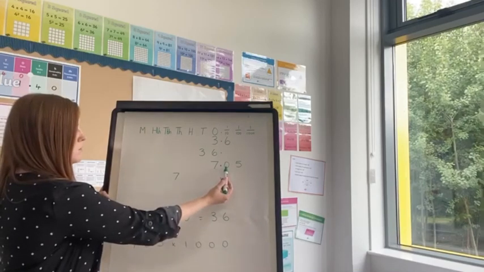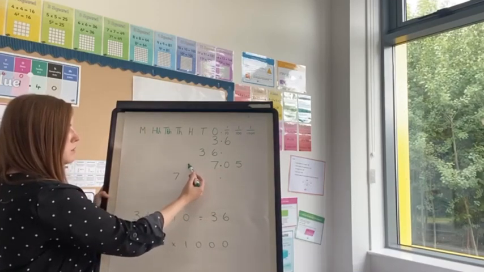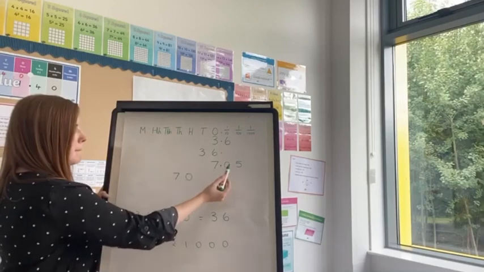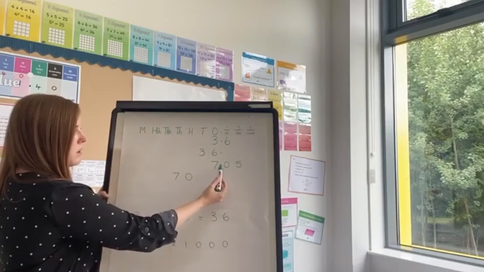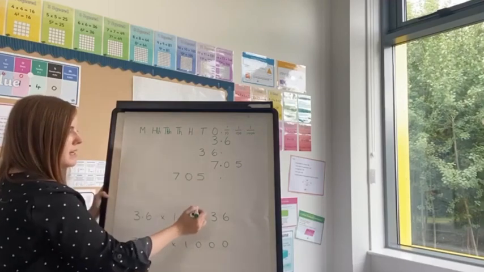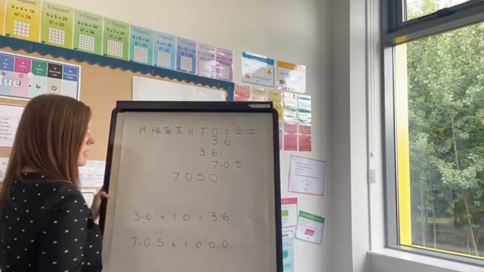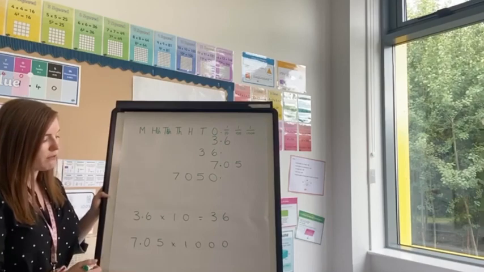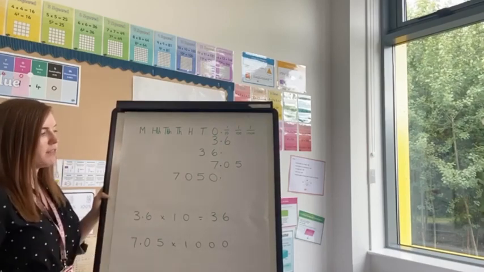My 0 moves 3 places. 1, 2, 3. My 5 moves 3 places. 1, 2, 3. I've got an empty space here, so I need to put a 0 as a placeholder. 7.05 times 1,000 is 7,050.